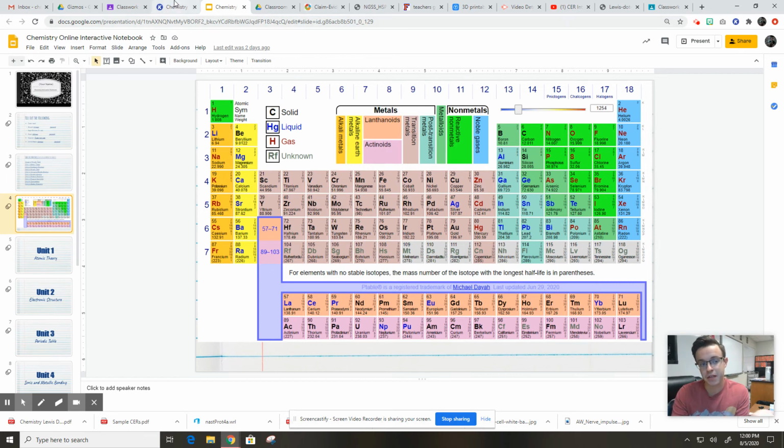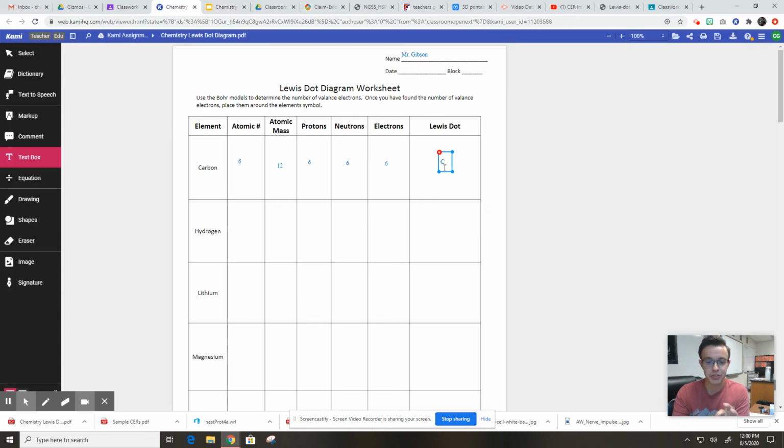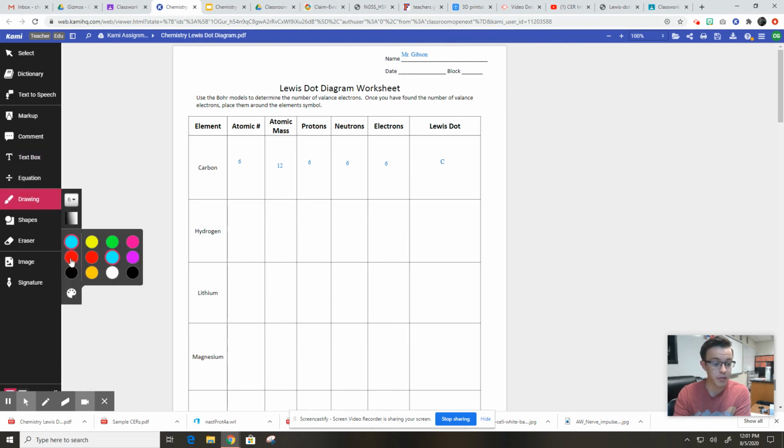So here's what we do with that information. We draw the chemical symbol, and then you're going to use your drawing tool. You can make it whatever color you want. Let's make them red, because red's kind of cool. You can change the stroke thickness. I like it at about a 6. You can make it a 10, 12, whatever you want. You can also change the transparency of your drawing. Let's just make it all the way up.